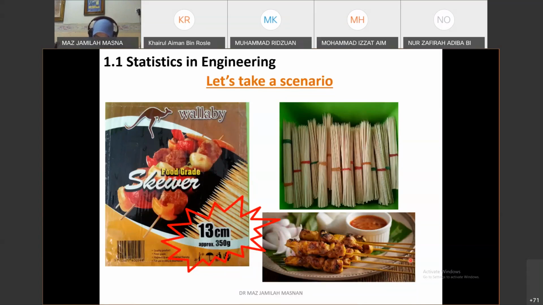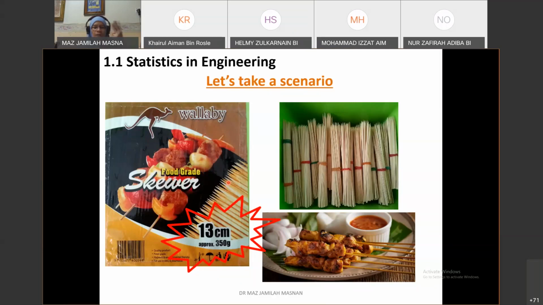Now, do you recognize this? What is this? This is satay, and this satay is using what? This satay is using pencucuk satay, right? So this pencucuk satay is what we call a skewer. Now, last time I bought three packages of skewers from a shop, and I did a simple experiment where I asked three groups of students to measure the length of skewers from the packages that I bought.